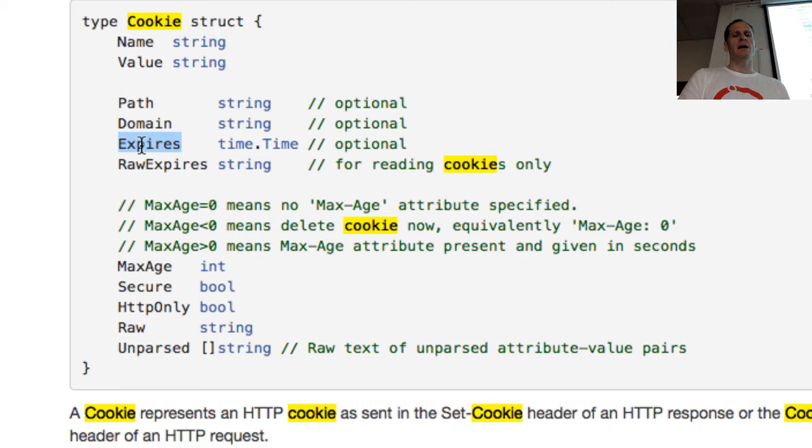Expires is deprecated, use max age, which you set in seconds, given in seconds right there. And secure means that you could only transmit the cookie on HTTPS.